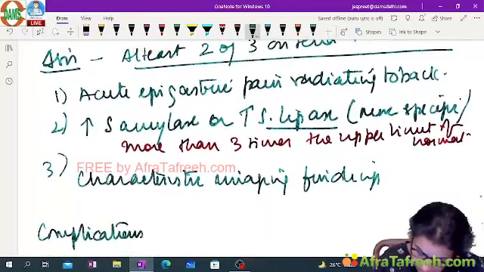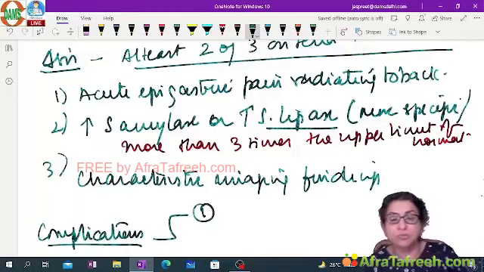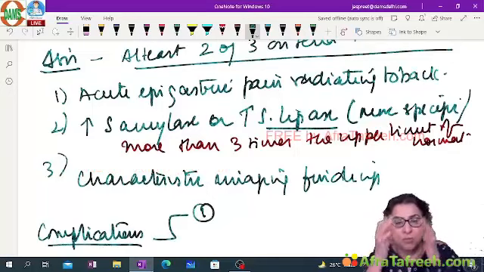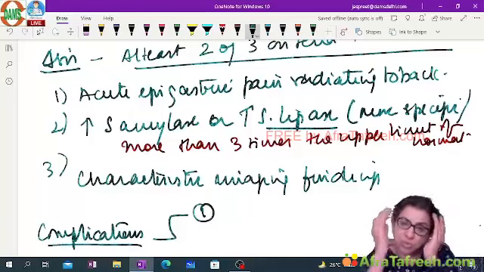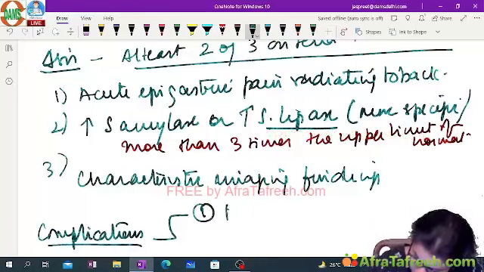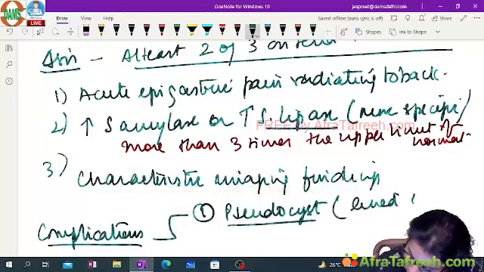Complications of acute pancreatitis include, number one, pseudocyst, formation of a pseudocyst in the pancreas. A pseudocyst is a false cyst. A true cyst will always have an epithelial lining. A pseudocyst is lined by granulation tissue. So complications are, number one, pseudocyst formation. Pseudocysts are lined by granulation tissue.